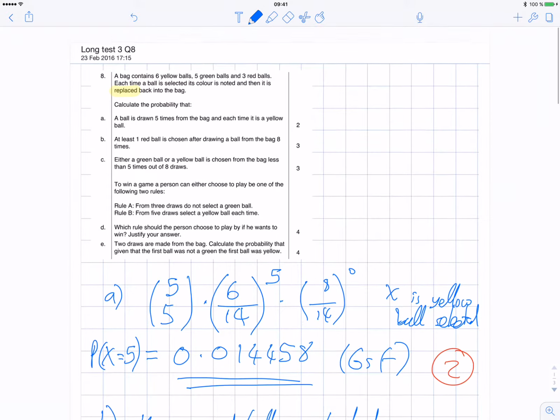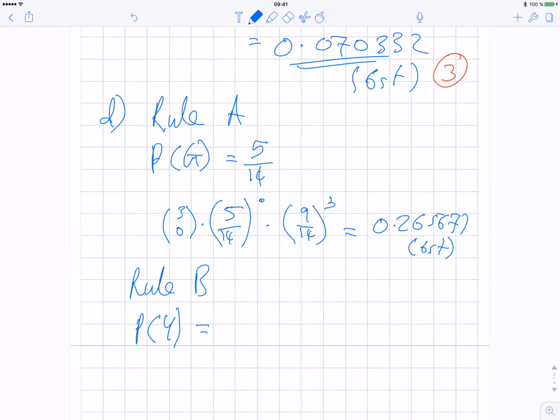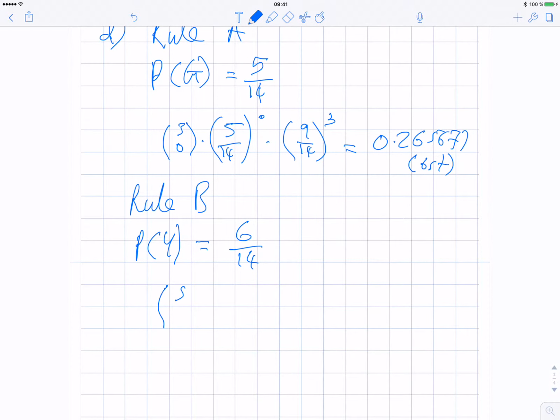From 5 draws, select a yellow ball each time. So yellow is equal to 6 out of 14, and so it's 5 choose 5 times 6 over 14 to the power of 5 times 8 over 14 to the power of 0, and that's equal to, on 5, 5D, number of trials 5, probability of success 6 over 14, x value 5, and that's 0.014458 to 6 sig figs.